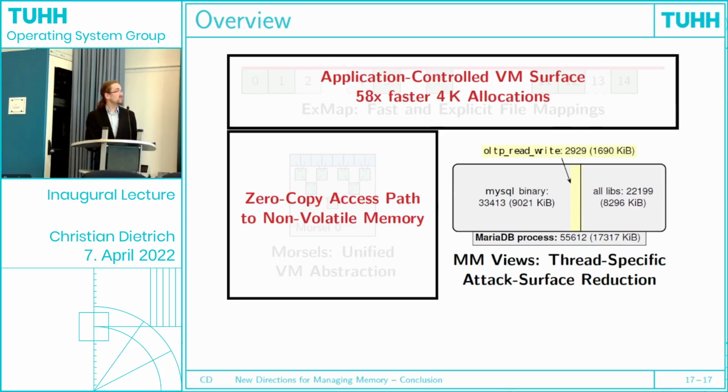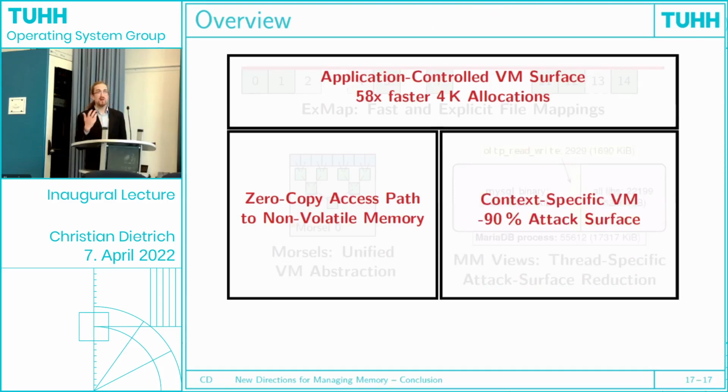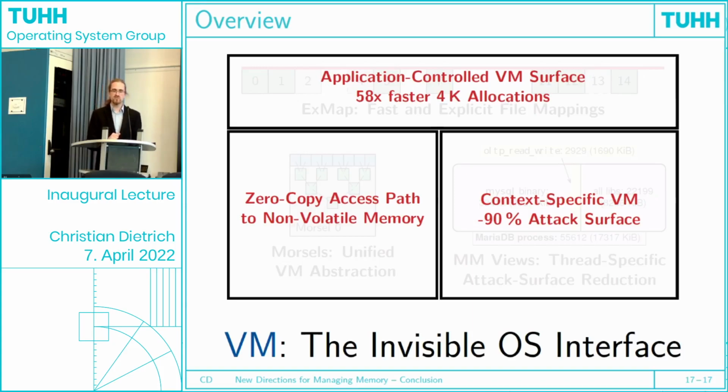How can we reduce the attack surface in a thread-specific or context-specific way? And by that, we reduced the attack surface by 90% for MariaDB. And I hope I could convince you that virtual memory is really the invisible operating system interface and that there is a lot to do in the future. So thank you very much. And yeah, I'm now happy to take all your questions.